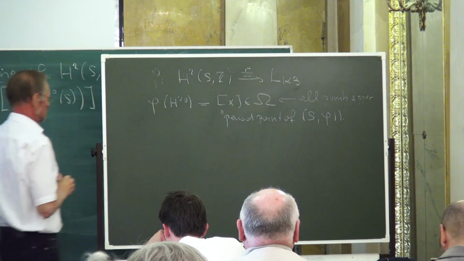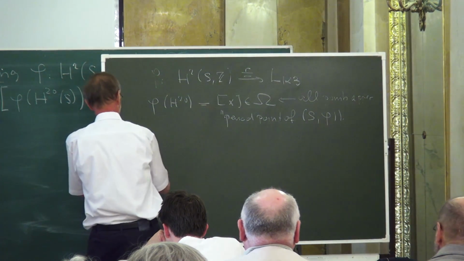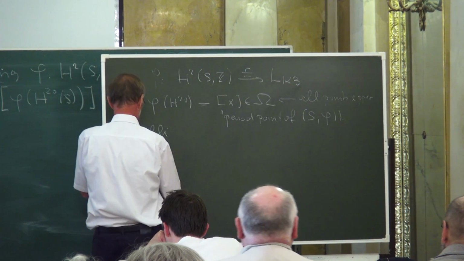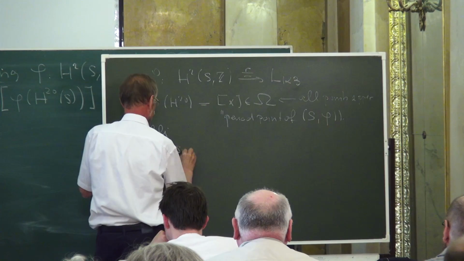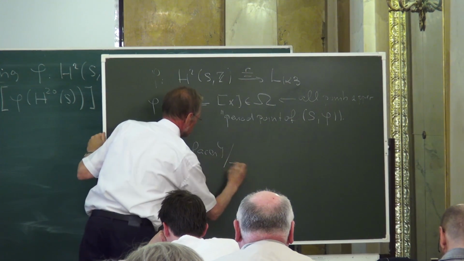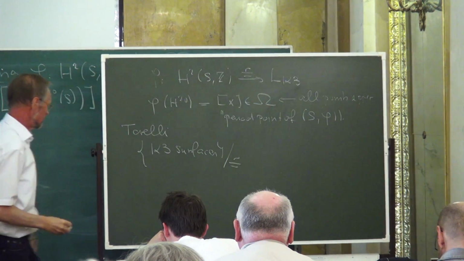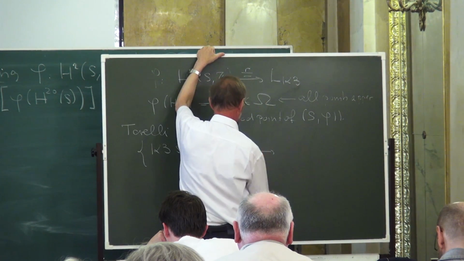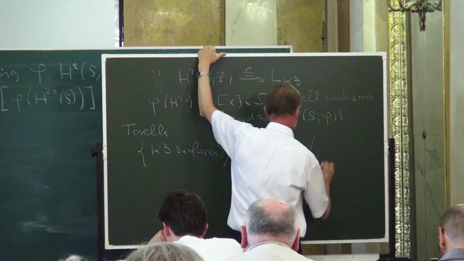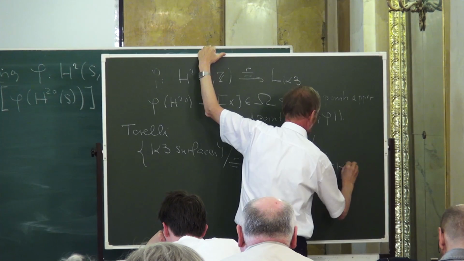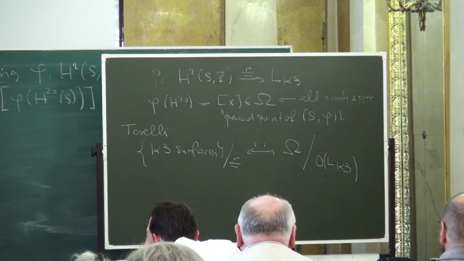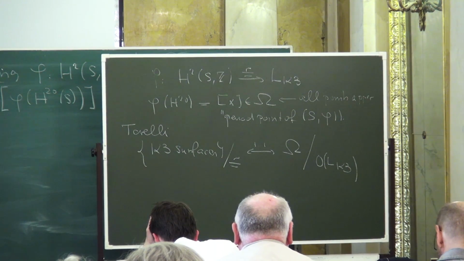Now, we can reinterpret Torelli, and we can say that the isomorphism classes of K3 surfaces, up to isomorphism, are in one-to-one correspondence with omega divided by the orthogonal group of the lattice K3. That's fine. So you can think of that as a classification result.